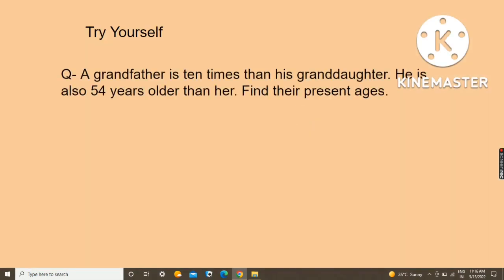Now I am giving you 2 problems that you have to solve yourself. Give them a try. A grandfather is 10 times the age of his granddaughter. He is also 54 years older than her. Find their present ages.